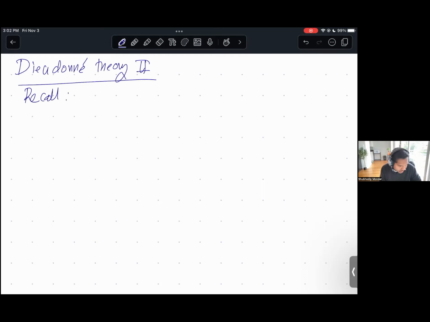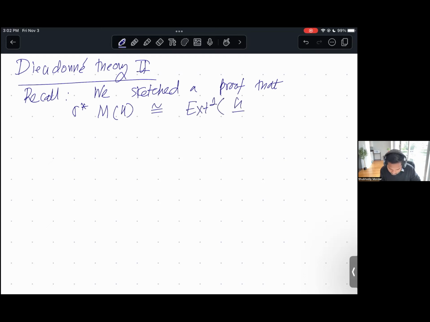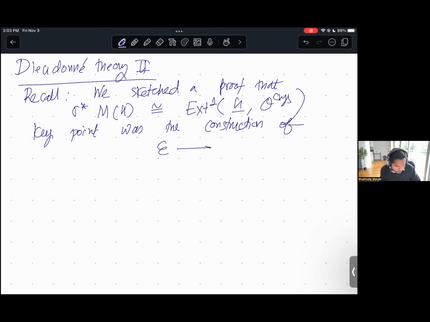So we recall the sketch to prove that. The key point in this proof was this construction of an extension, and this was some sheaf that we had denoted by the symbol.